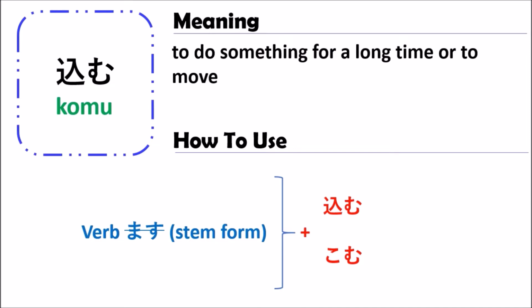But in Japanese, you can write komu in kanji, or you can use only hiragana. It has the same meaning, so don't be confused when you see komu in kanji or komu in hiragana. It's the same: do something for a long time, or to move.